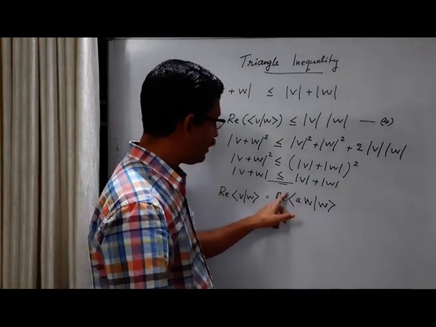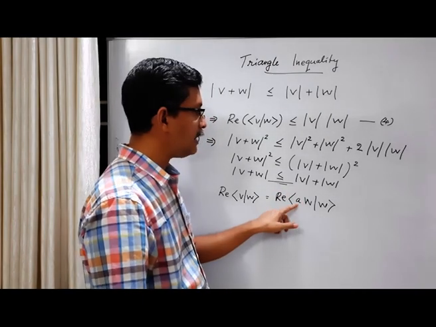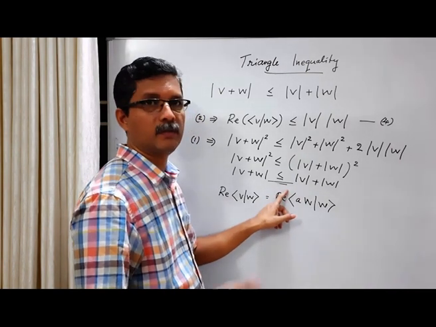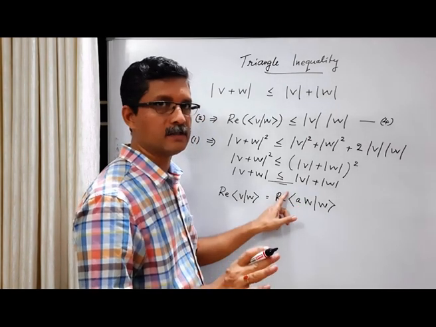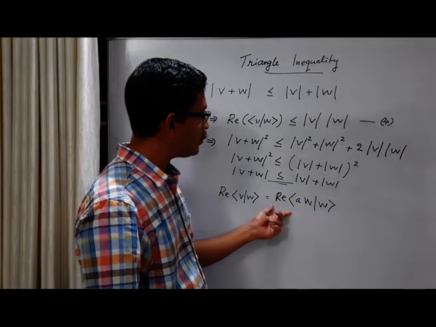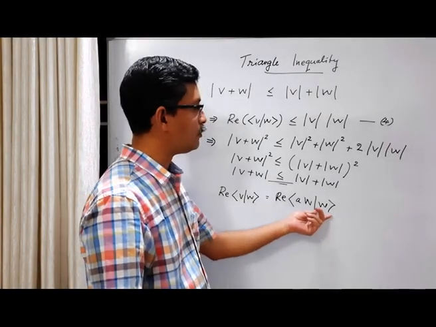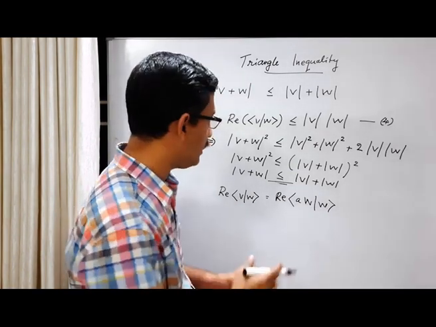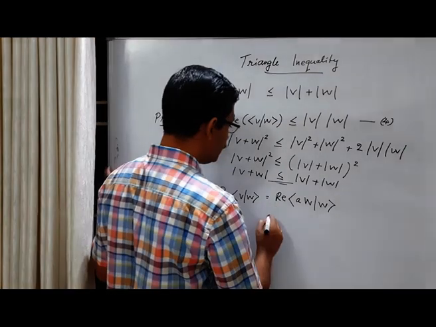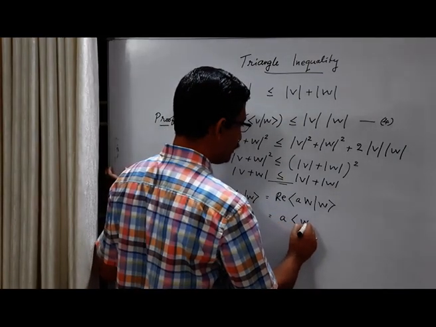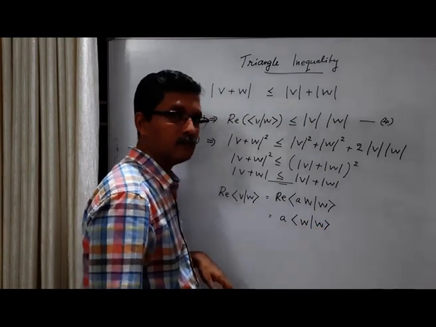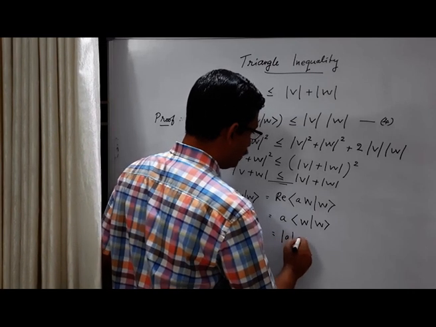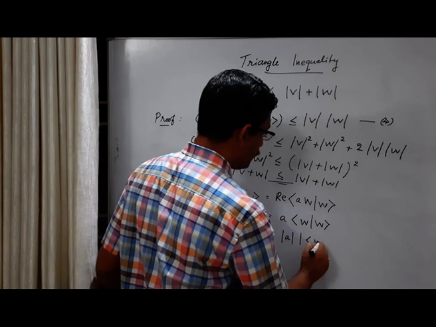Then I can take this A outside the bra vector. Since A is a real number, when you take it outside, normally if you take a complex number outside the bra vector, it becomes the complex conjugate. Since A is a real number, it becomes A itself. So real part of A times inner product of W with itself. See, inner product of W with itself is always real. Inner product of a vector with itself is always real. So the right hand side is a real quantity. So we can simply write A times inner product of W with itself, which is equal to modulus of A into modulus of inner product of W with itself.